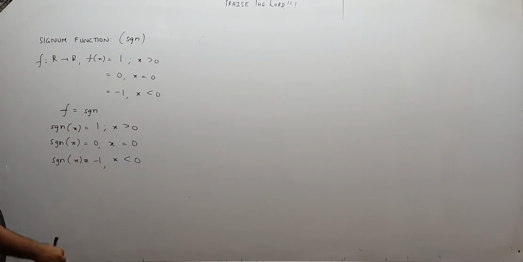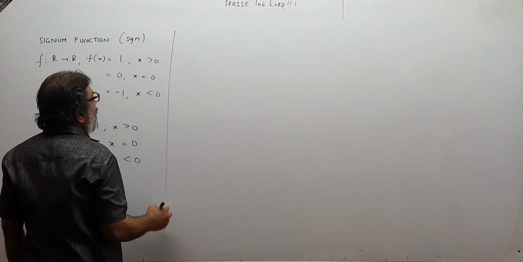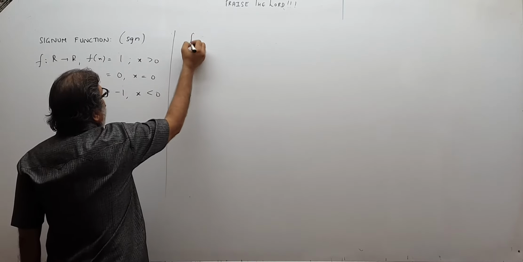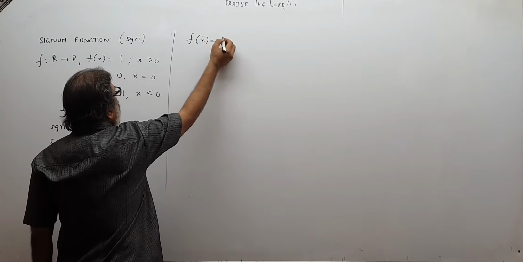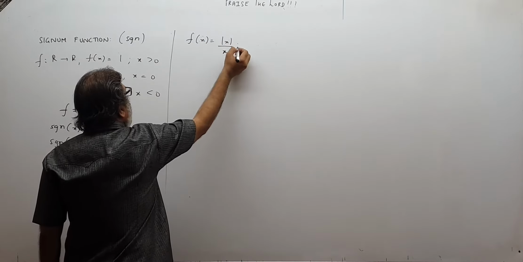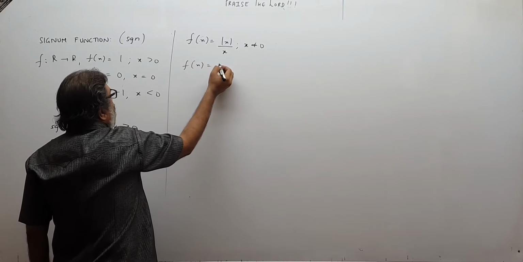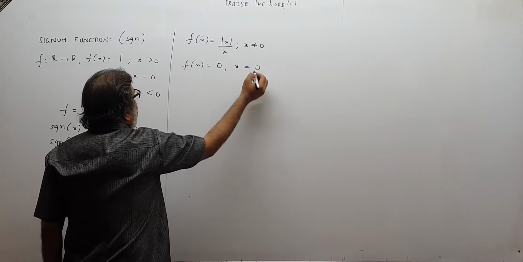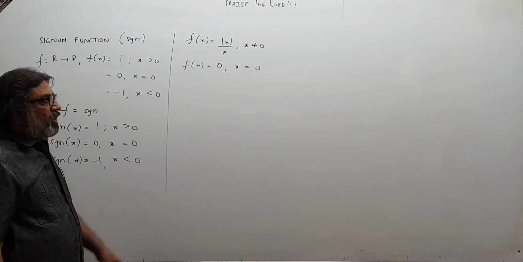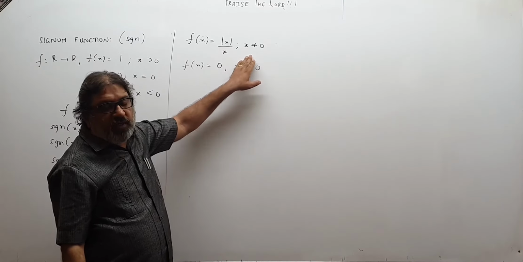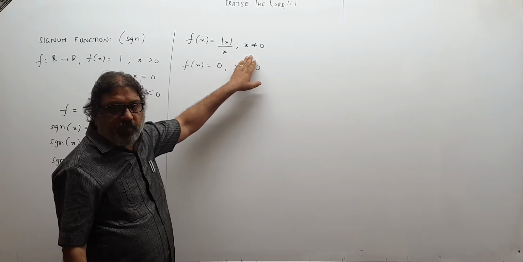We can define this function also like this. Instead of this way, we can write like this also. f(x) is equal to modulus of x upon x when x is not 0, and f(x) is 0 when x is 0. Now see, x not 0 means either x will be greater than 0 or less than 0.